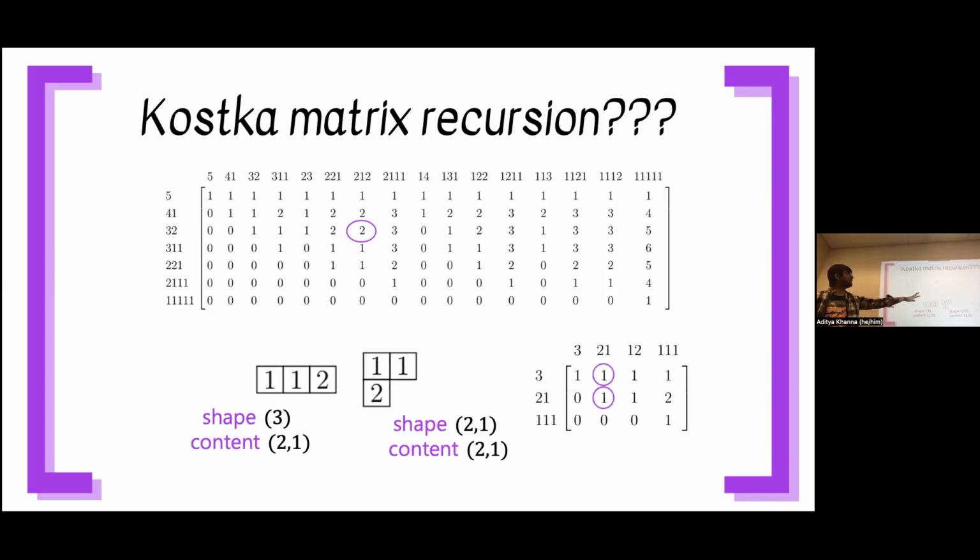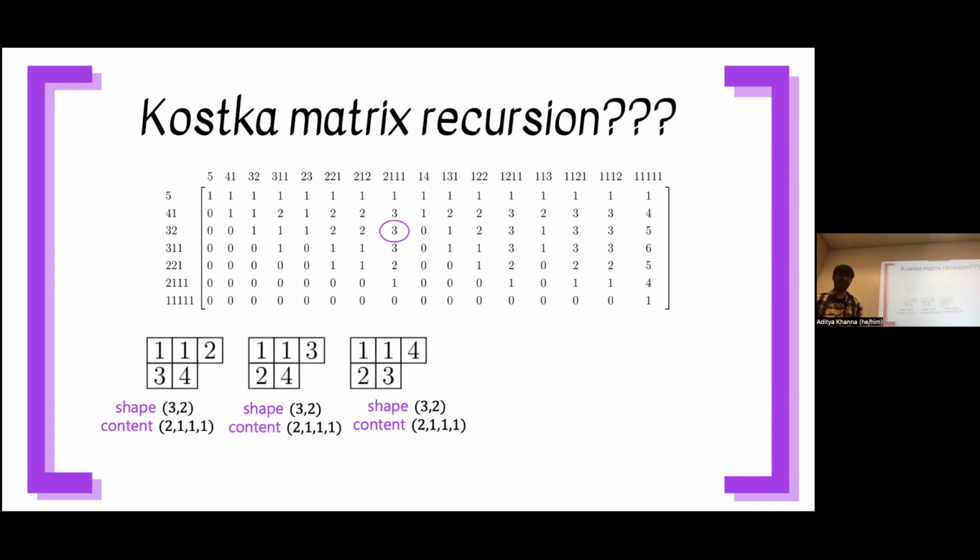So let's take a look at the Kostka matrix corresponding to n equal to 3. So this is the Kostka matrix corresponding to n equal to 5, because it's a partition of 5, that's a partition of 3. In the shape 3 row and content 2, 1, I see a 1, which corresponds to this guy. And in the shape 2, 1 and content 2, 1, I see a 1, which corresponds to this guy. What's 1 plus 1? You get 2.